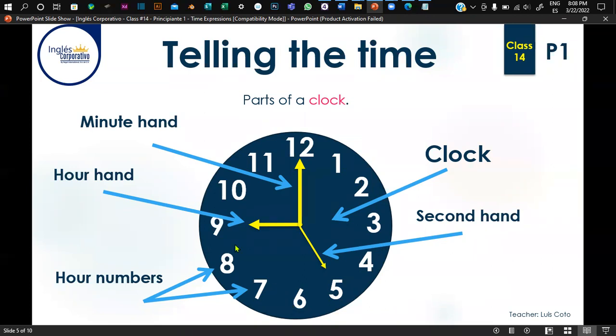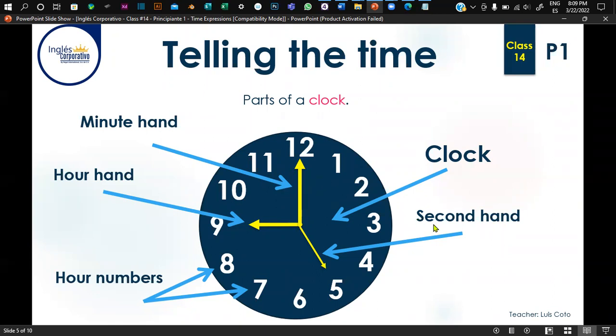One, two, three, four, five, six, seven, eight, nine, 10, 11, and 12. Okay, that is only 12 hours. Yes, during a day, 12 hours.